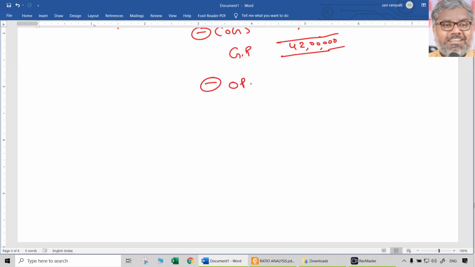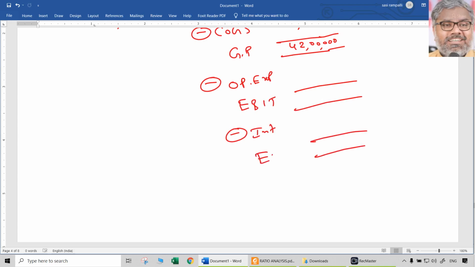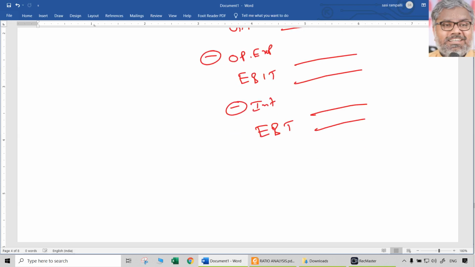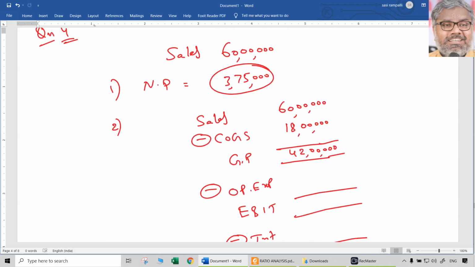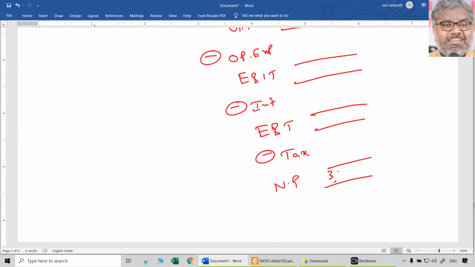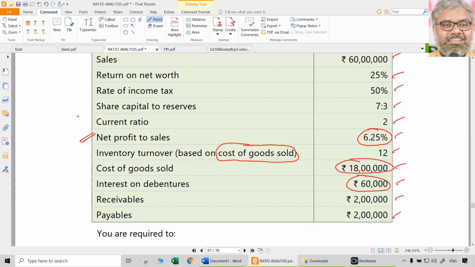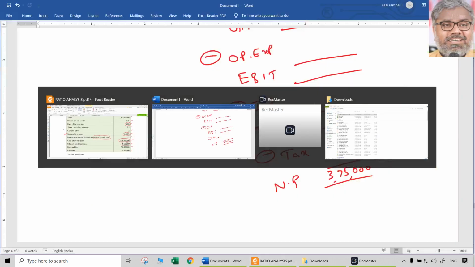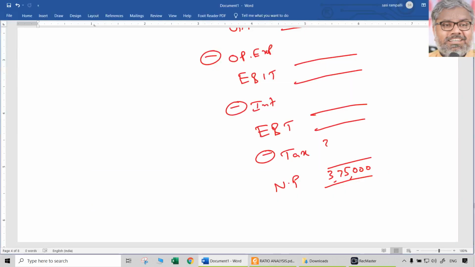From that, operating expenses have to be deducted, which is what we don't know. But if you deduct that, what you get is EBIT. From that, if you deduct interest, what you get is EBT. From that, if you deduct tax, what you get is net profit. But net profit, we know that was 3,75,000. So I think incidentally the amount is also same. And tax rate you have to check. You cannot assume it. You have to check here 50%.